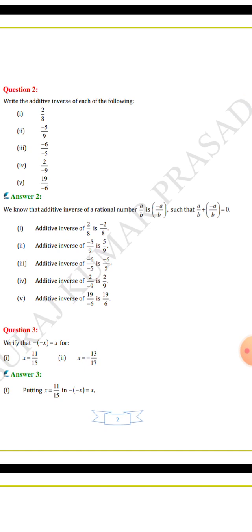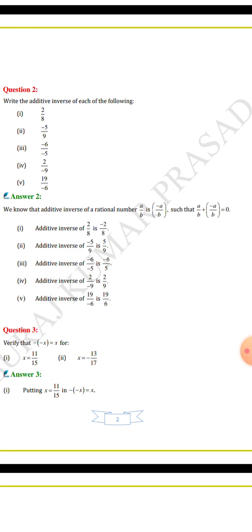Question number 3. Verify that -(-x) is equal to x if x is equal to 11/15. The second one is x equal to -13/17.